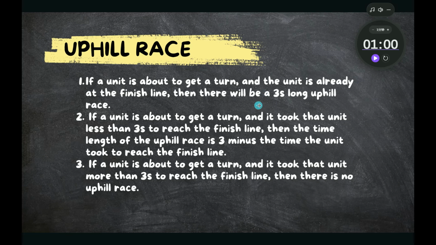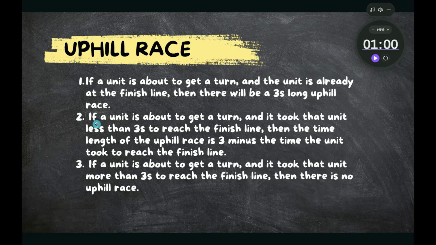So in this case, if you're at the 100% or 10,000 meter finish line, you will need to run 3 more seconds to see if a unit passes you. If a unit passes you, then you will get a turn after that unit. Okay, if you're still ahead, then you will get the turn instead. Okay, that's how it works.